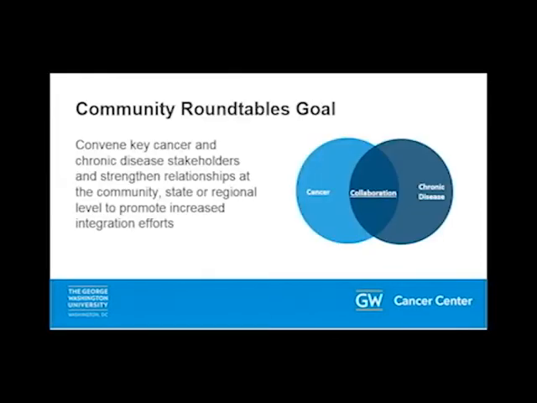So as a part of this cooperative agreement, we organized community roundtables with the goal of convening key cancer and chronic disease stakeholders and strengthening those partnerships at the community, state, or regional level to promote increased integration efforts between the two groups. This was in response to CDC's observation and direction for more cancer control programs and coalitions to collaborate with each other and with their chronic disease peers to reduce duplicative effort, save resources, and ultimately advance the mission.